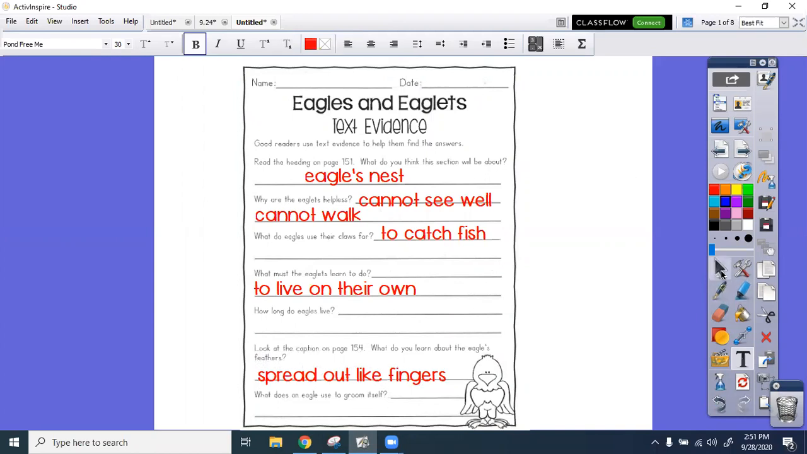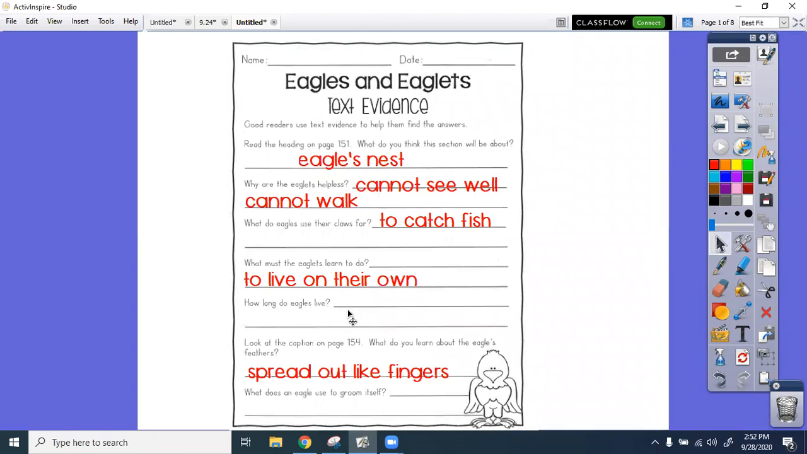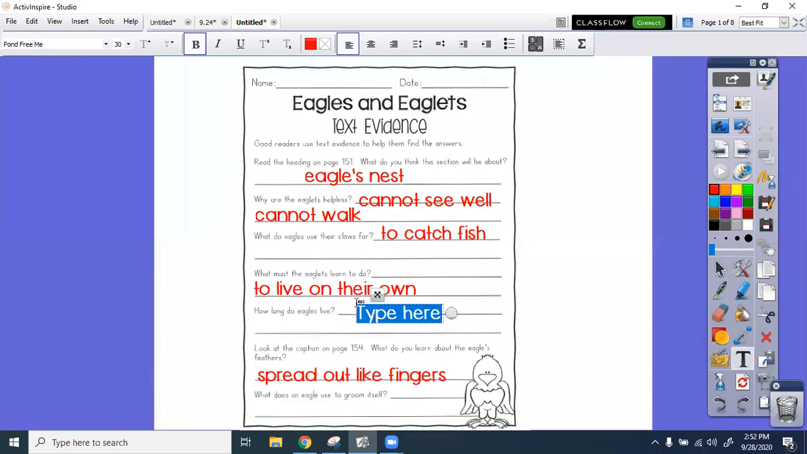Pause here if you need to get down your answers. Remember that you should have found your own answer for how long do they live. You needed the number or the number word and then the word years. If you want to write the number, you can, or you can use the number word that's in the story. For the last one, remember you need to tell me what he uses to groom himself. Pause here if you need to copy this down.